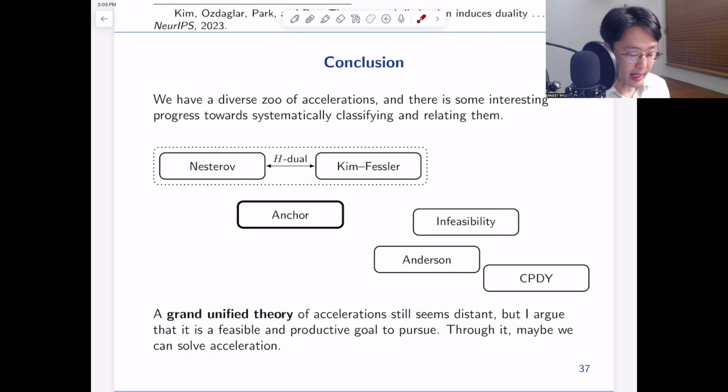Okay, so a grand unified theory of accelerations seems a bit distant, and from the title of this talk, if you're expecting me to tell you about a grand unified theory, I apologize that I don't have it yet. Indeed, from the results that I've shown you, the conclusion one would have to draw is that a grand unified theory is still distant. But I argue that it is a feasible and productive goal to pursue. And through pursuing it, perhaps we can solve the open problem of understanding acceleration. Thank you.